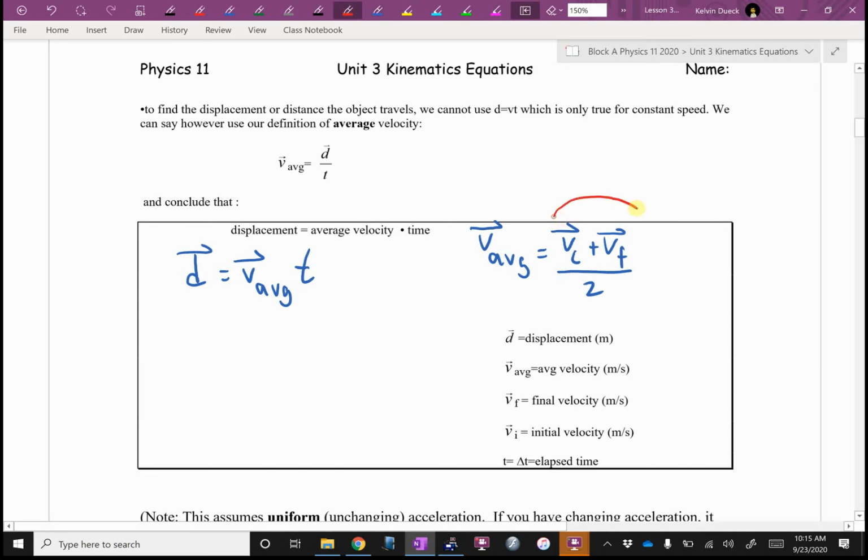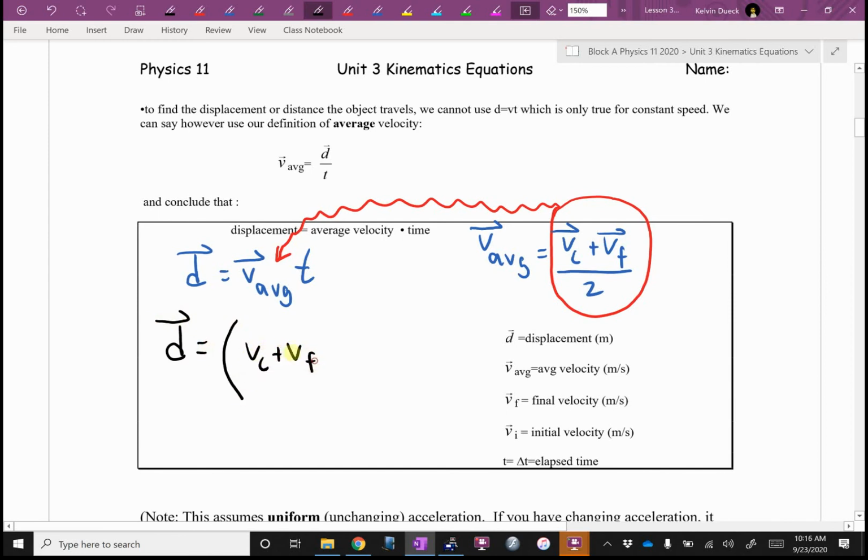And I'm going to stick this right into there. I'll get this: D equals VI plus VF divided by 2 times T. Is that the second equation on your list of 4 there? Second line down?